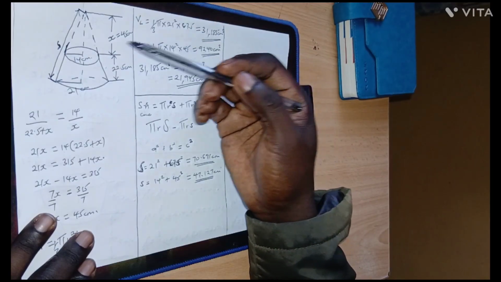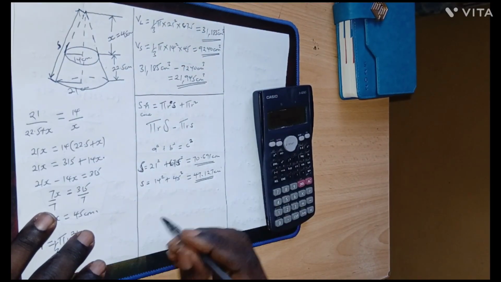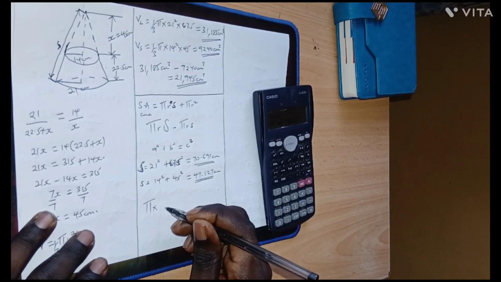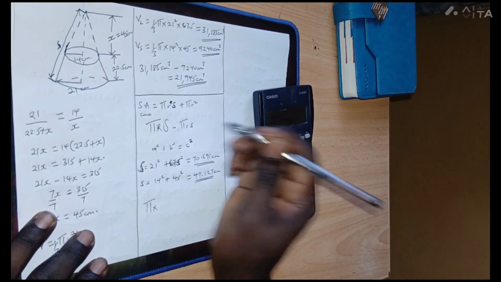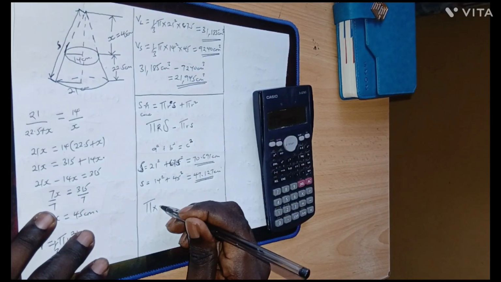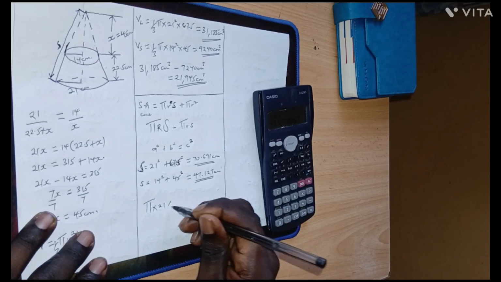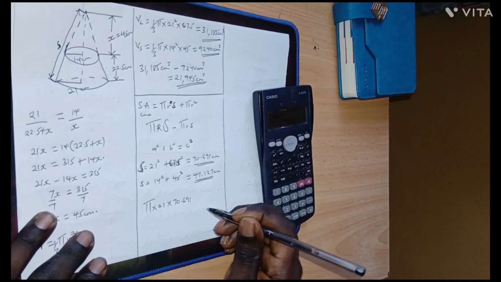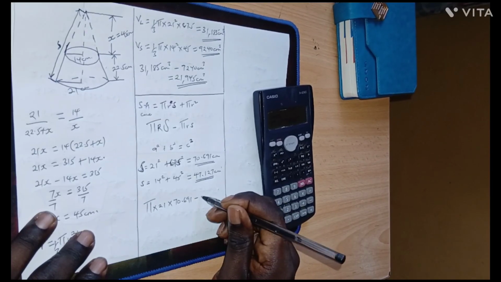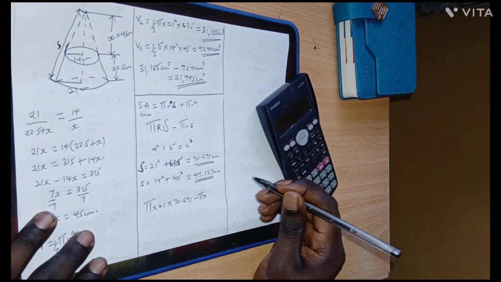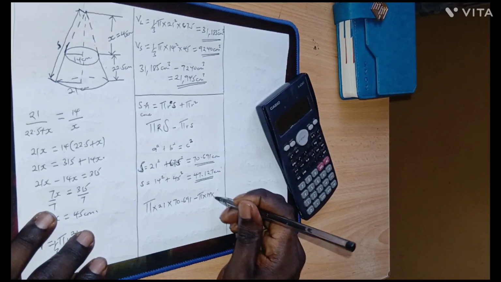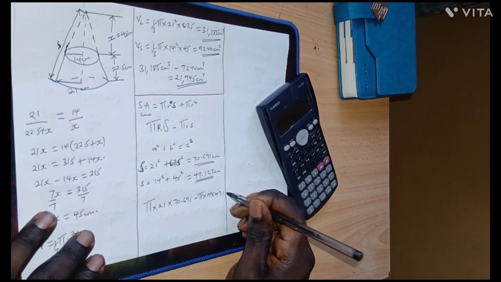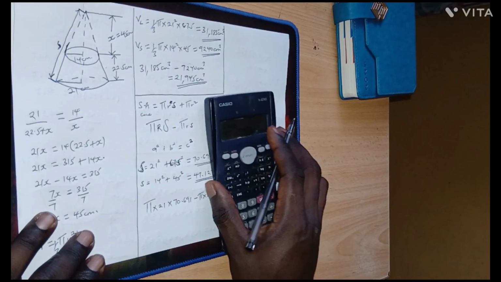So let's remove the surface area of the small cone from the large cone. We're going to say pi multiplied by the large R, which is 21, multiplied by the large S, which we have established to be 70.691, and then we deduct pi times the small r, which is 14, multiplied by the small s, which we have established as 47.127.